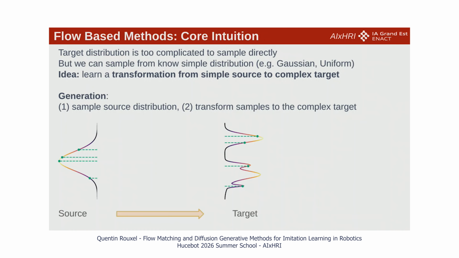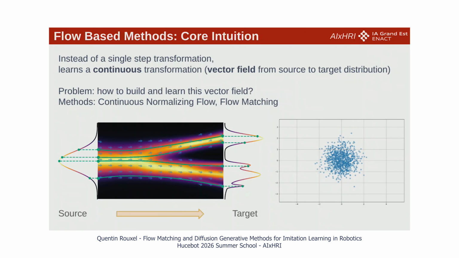So this is the basic idea of the flow idea, with the difference that instead of computing a single transformation in one step, instead of trying to have a function that takes directly one sample from the source and directly transforms it to the target, we learn a continuous step-by-step transformation. Again, we learn a continuous transformation which takes the form of a vector field that goes from the source distribution to a target distribution, which looks like this at the end.